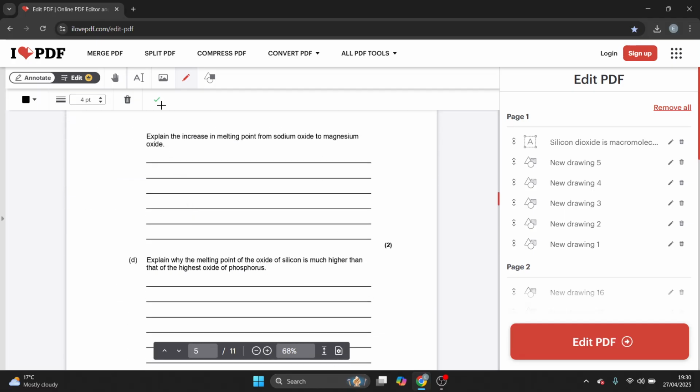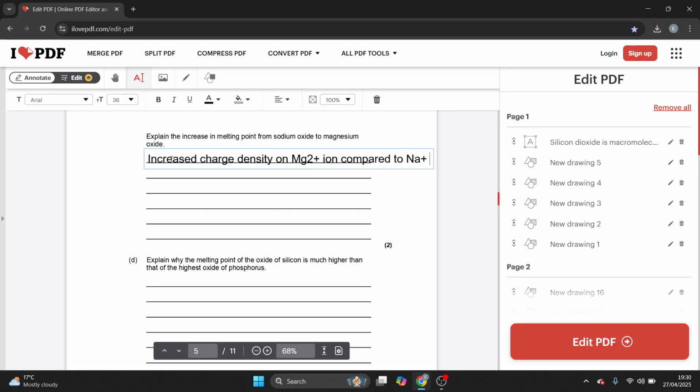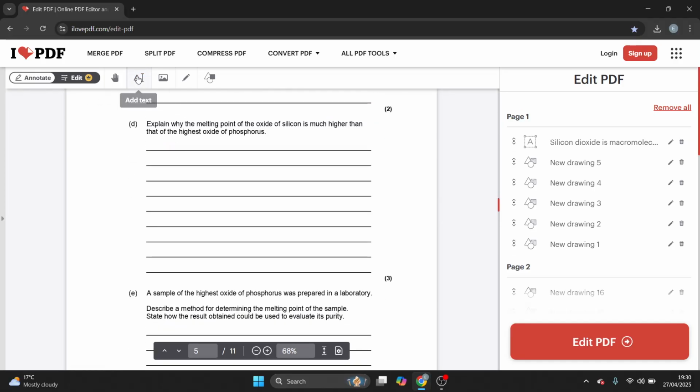There's an increase in melting point from sodium oxide to magnesium oxide. It's a 2 marker, and it's got to do with charge. So increased charge density on Mg2+ ion compared to Na+ ion. Stronger ionic bonding, because there's a strong attraction between oppositely charged ions. Explain why the melting point of the oxide of silicon is much higher than that of the highest oxide of phosphorus.